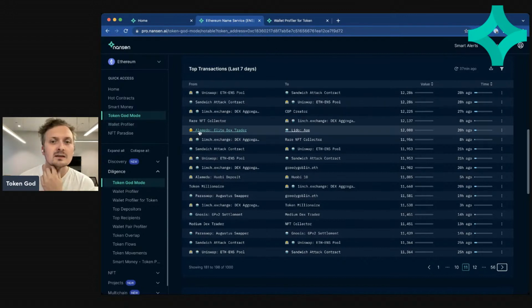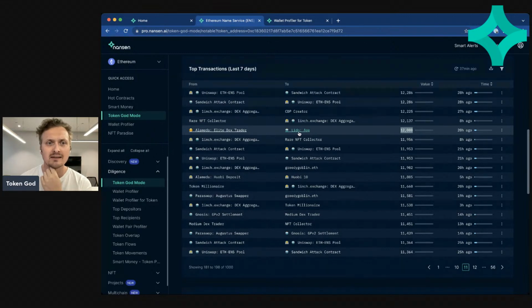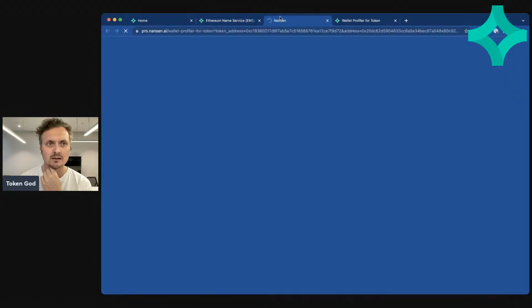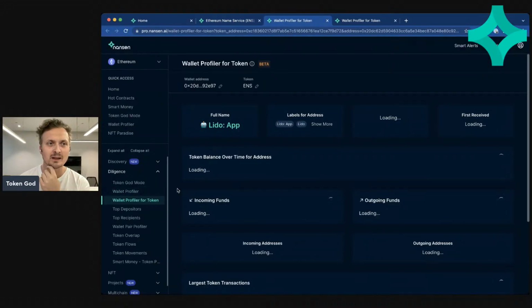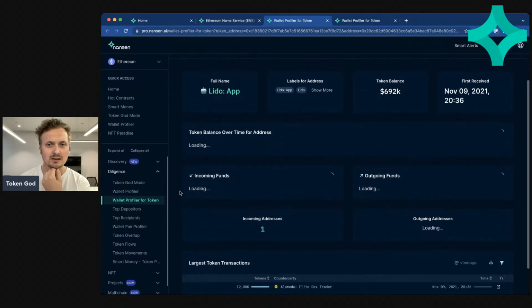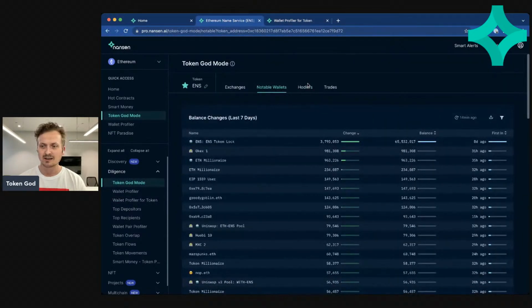So now I'm at top transactions, right? And I don't know what's going on here, but it looks like Alameda sent 12,000 ENS tokens to Lido. And I have no idea why they would do that. Yeah, literally no idea. Maybe there's something I'm missing here, but might have been a mistake. If we look at the Lido wallet profiler and we see, are there other ENS tokens that are sitting here? No, it's literally just this one. And it's like $700,000 worth of ENS tokens that mistakenly got sent to Lido. Not sure. Little bit strange. But yeah, that's one kind of interesting observation that our analysts spotted.